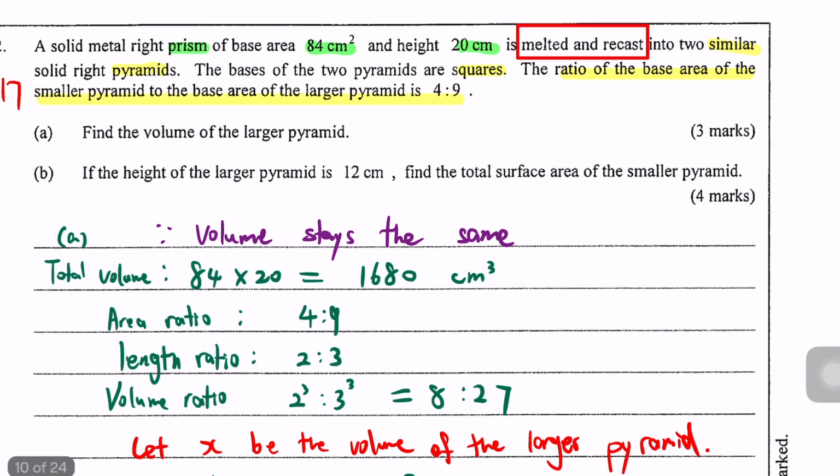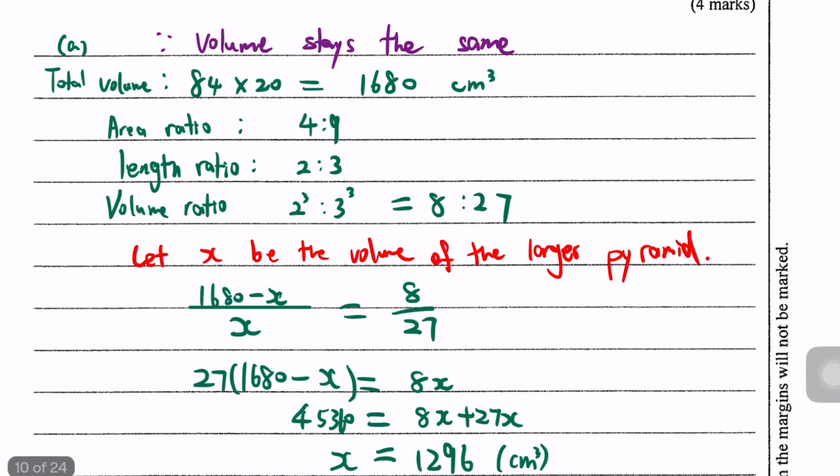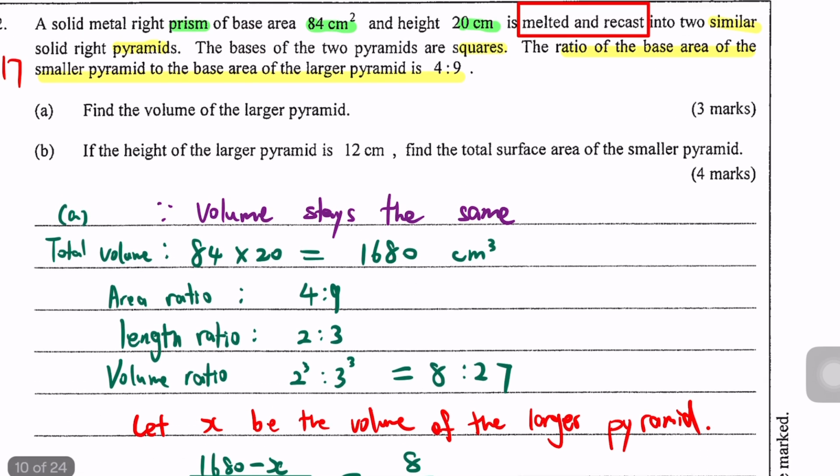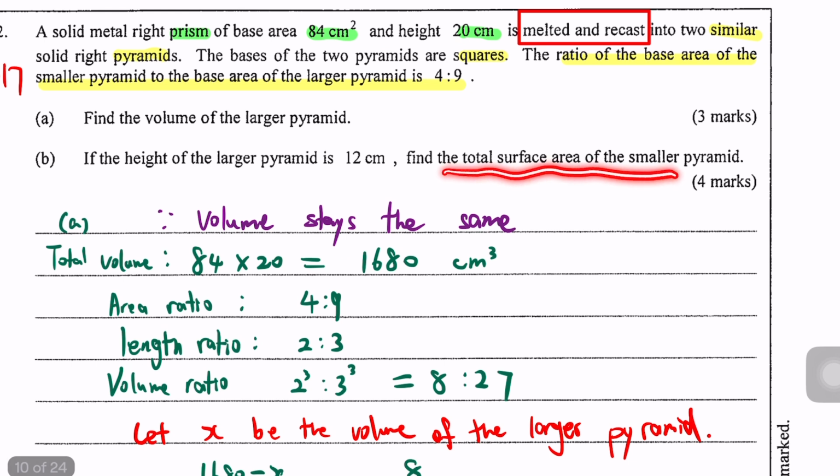Okay, so part B, now telling you that the height of the larger pyramid is 12 cm. It means that by giving you the height and we calculate the volume, you can find the base area. Find the total surface area of the smaller pyramids. So now we are finding the smaller pyramids. It means that we need to use the ratio again, right? So for the total surface area, the area ratio, we already have it.